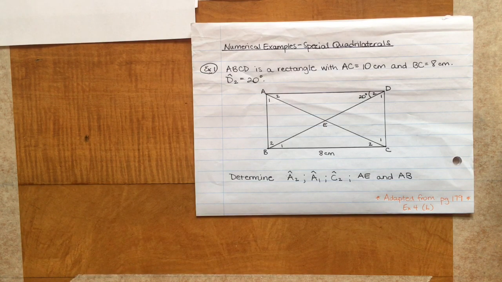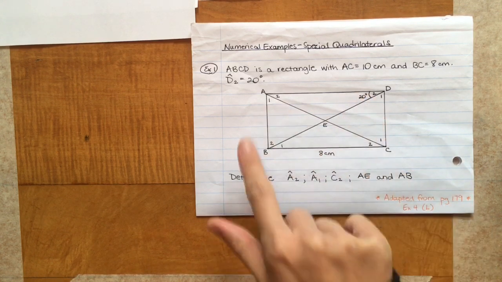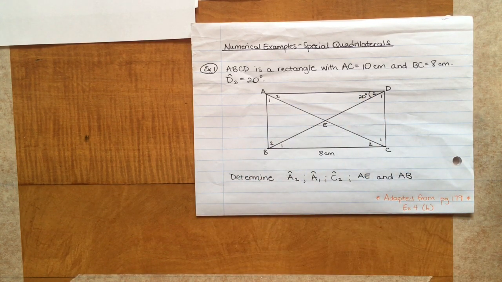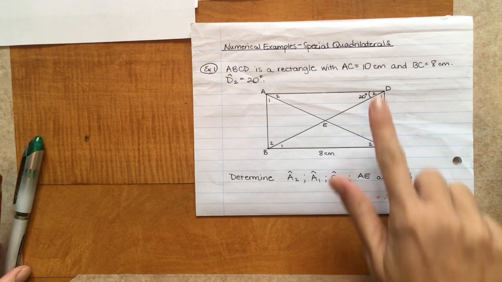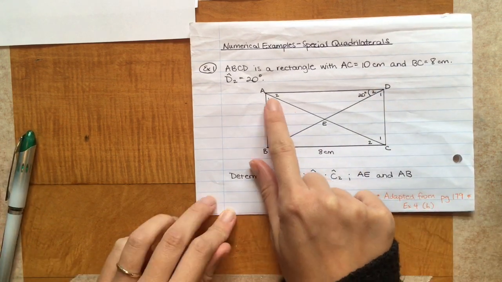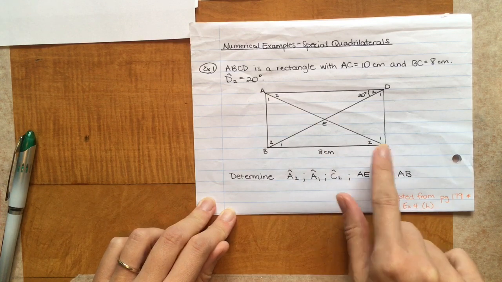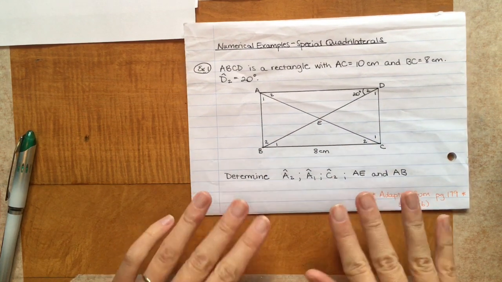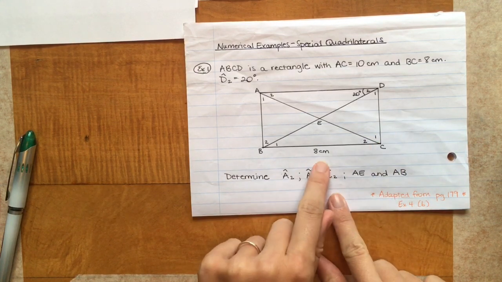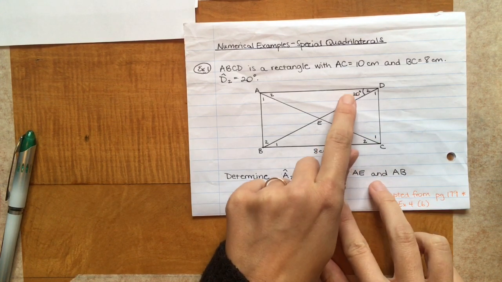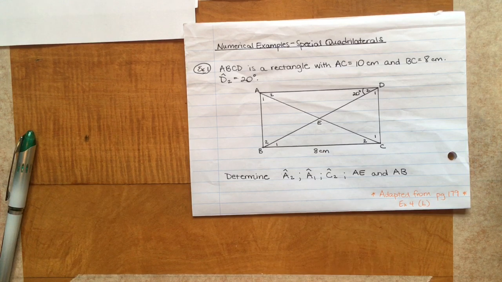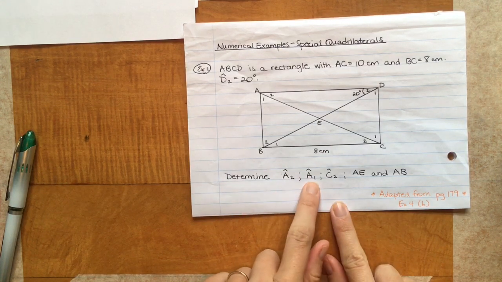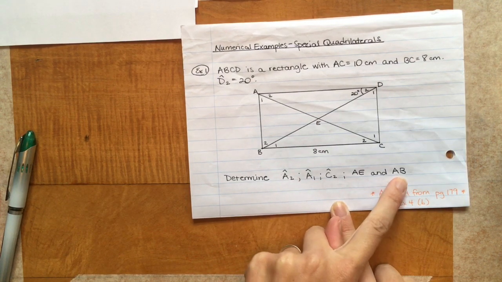Okay, so we're given that ABCD is a rectangle. Obviously, there are lots of properties of the rectangle that are not reflected on the diagram here. So it says AC is equal to 10. They haven't drawn that on the diagram because it would be a little bit messy, so I'm going to leave that for now. BC is 8 centimeters, and angle D2 is 20 degrees. So they want to know A2, A1, C2, AE, and AB.